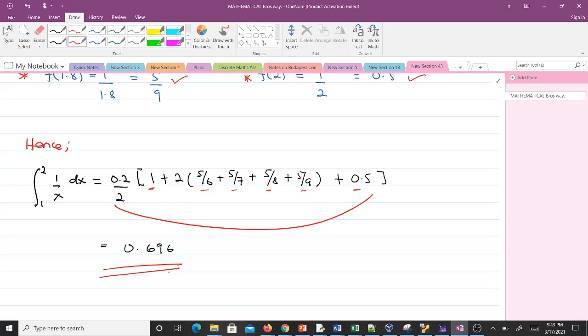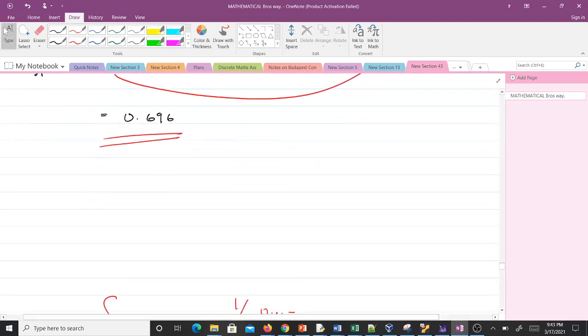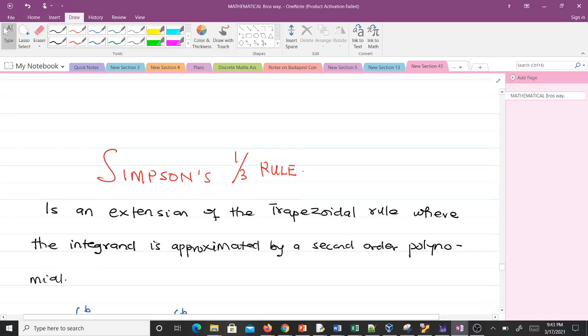So in our next video in this series, we will talk about Simpson's one-third rule. With that one, we are going to approximate the integrand by a second order polynomial. You know, with the trapezoidal rule, we approximated the integrand by a first order polynomial. So see you in the next video.